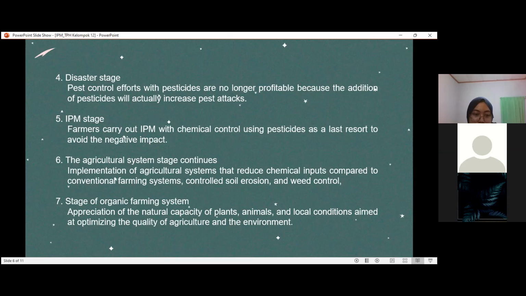Number seven, stage of organic farming system. Appreciation of the natural capacity of plants, animals, and local conditions aimed at optimizing the quality of agriculture and the environment. Organic farming dramatically reduces farm inputs, increases production, and plant health is maintained by rotation, intercropping, planting of appropriate varieties, biological pest control, nutrient recycling, and other measures.